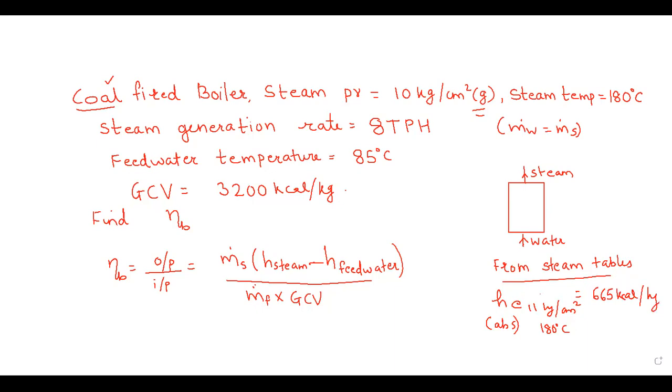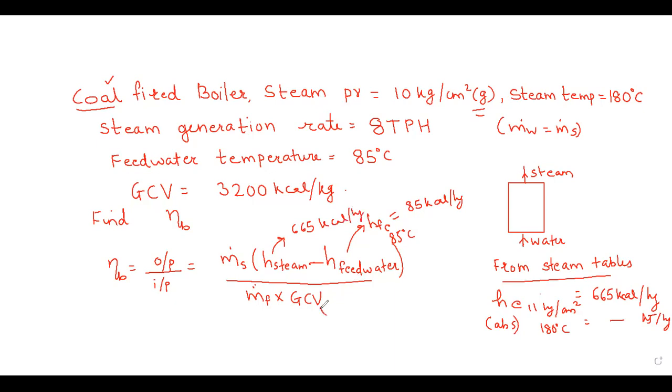You can also use the SI system and substitute the value in kilojoules per kg. That is left as homework. So this value I have got in kilocalories per kg, 665. Similarly, I can get this from the steam table by looking at the hf value at 85 degrees centigrade, and that value you would get as around 85 kilocalories per kg. Note that I am using MKS units. You can also use SI units for this calculation. The answer would remain the same.